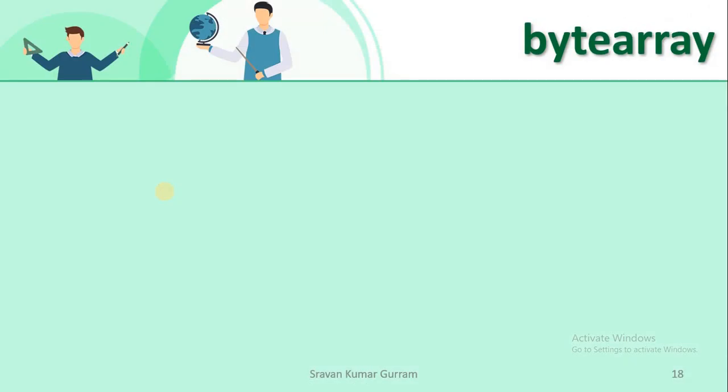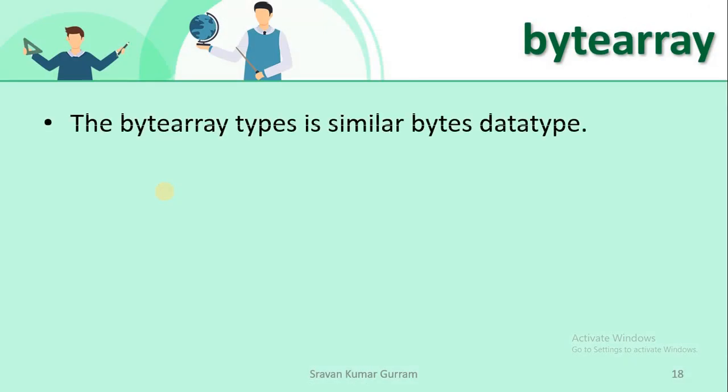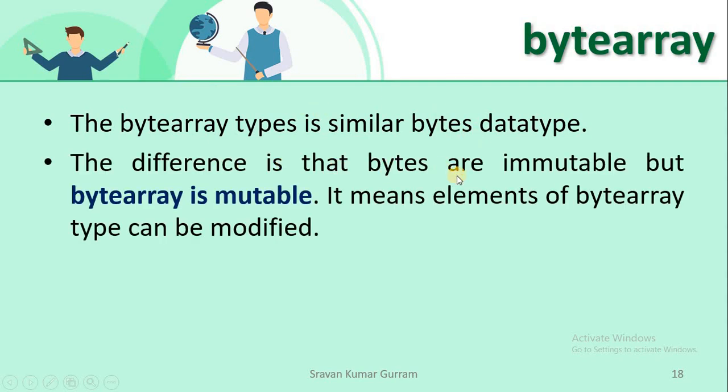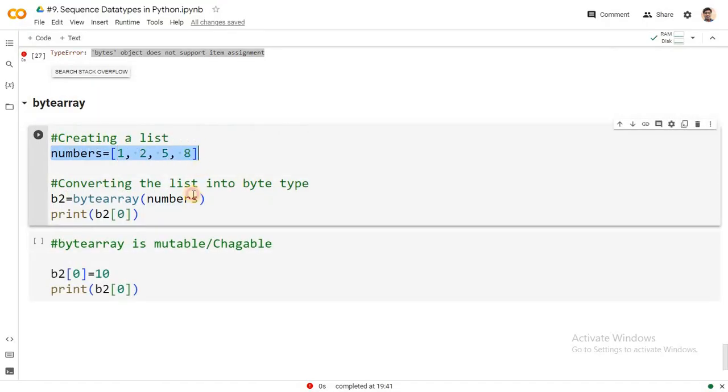And finally, the last sequence data type is bytearray. This bytearray is similar to the bytes data type. The major difference is that bytes are immutable, but bytearray is mutable. Let us see the example program: creating a list, and by using the bytearray function, I am converting the list into the bytearray type. I want to access the first element, so here I am using a positive index and run it. You will get the output 1.